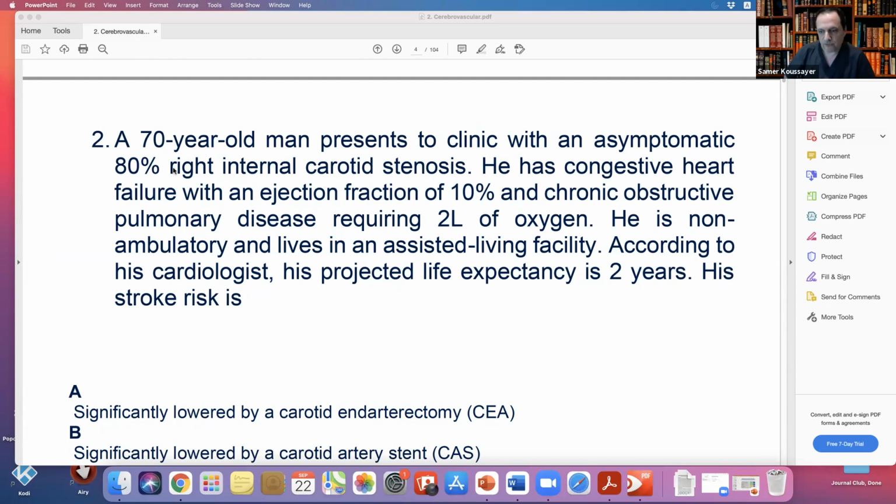Okay, and let's go back to the guideline. We are already here. Let's see where the slide is. Let's go back to the slide.